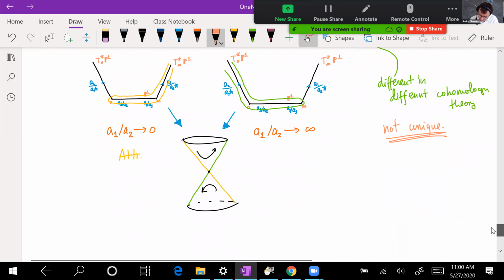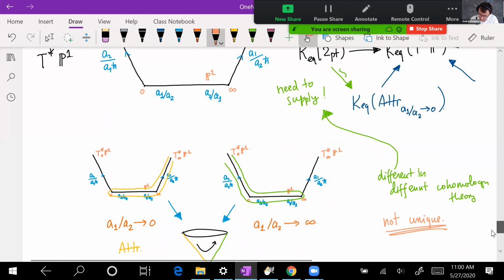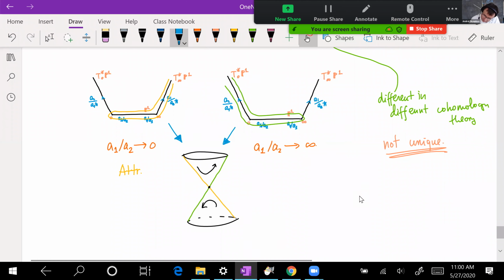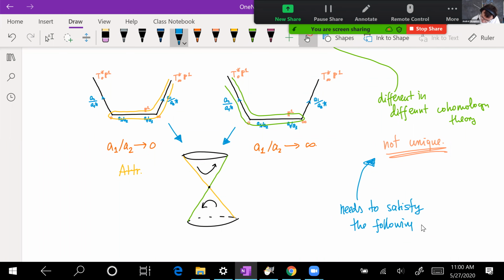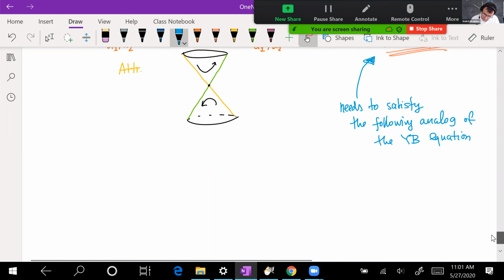So what do we need from this map? It needs to satisfy the following analog of the Yang-Baxter equation. So what's the analog of the Yang-Baxter equation?